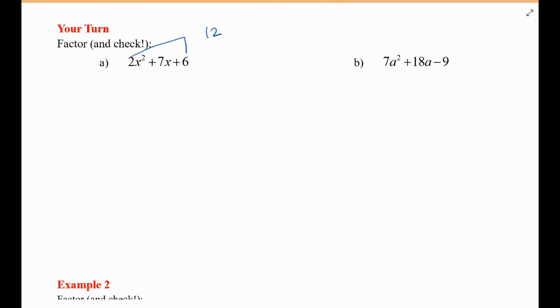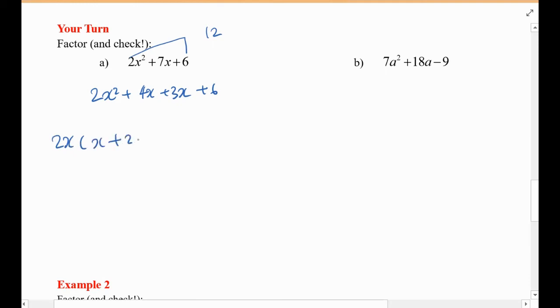I'm going to choose 4 and 3. Okay, 4 plus 3 is 7, and 4 times 3 is 12. So group those two up and factor out the GCF. Okay, and factor out x plus 2. Then the leftover is 2x plus 3. All right? Okay, next.